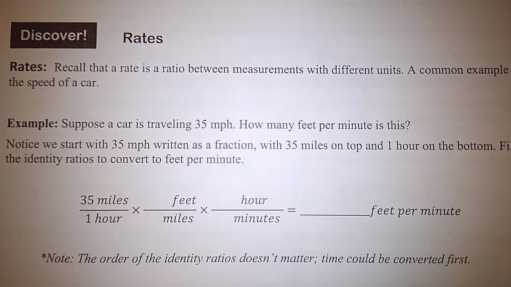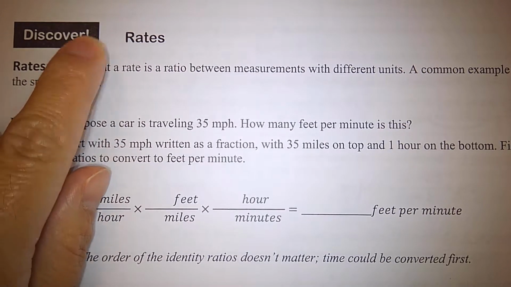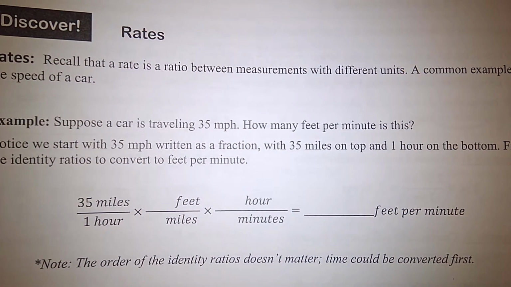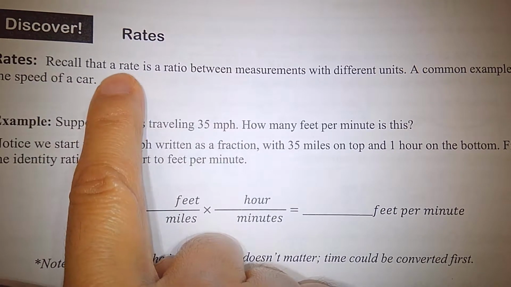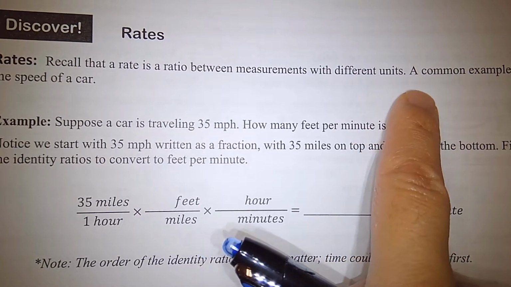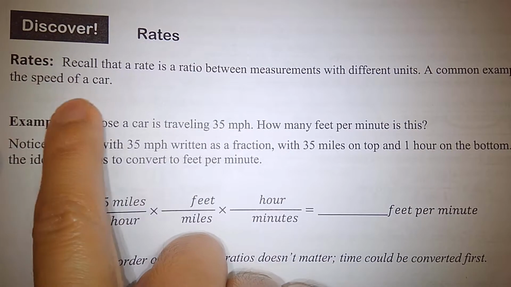Alright, so this is on page 164. These are more applicational questions. This part covers rates, because a rate is a ratio between measurements with different units. A common example is the speed of a car.